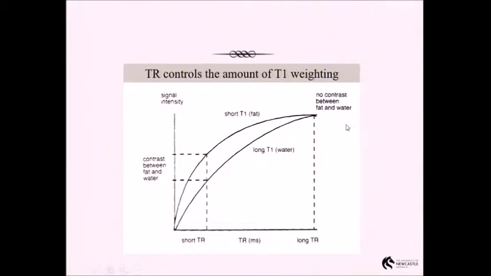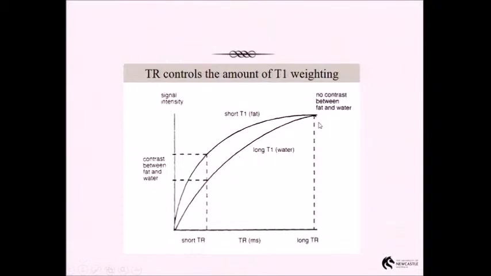So again, just another diagram that shows that TR controls the amount of T1 weighted imaging. Here we see curves for the recovery of different tissues, fat and water. If we wait for a long TR, they're both back to equilibrium. If we choose a point somewhere where these two curves are divergent, that's where we achieve the maximum contrast resolution on a T1 weighted scan. So we want to be somewhere in here.